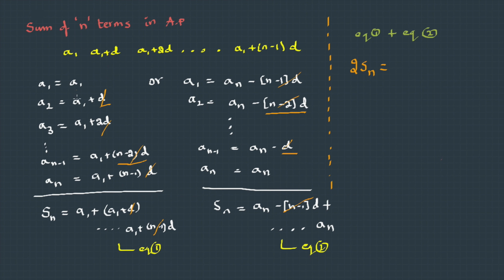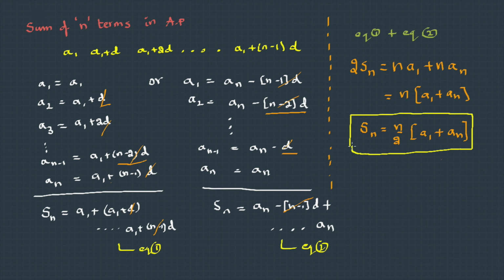The leftover elements are a1, a1, a1, n times, and an, an, an, n times. So this becomes n times a1 and n times an. Or I could write it as, when I take n common, a1 plus an, and when we take the 2 over here, Sn is basically n by 2 times (a1 plus an). This is the formula to calculate the sum of n terms in AP. By expanding the nth term, we can even write this as Sn equals n by 2 times (2 times a1 plus (n minus 1) times d).